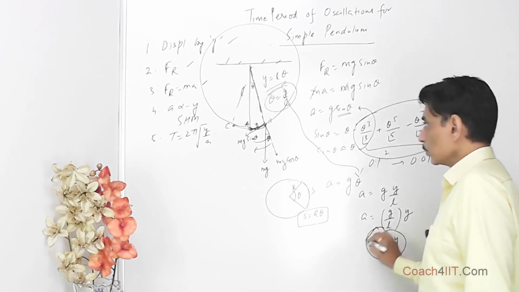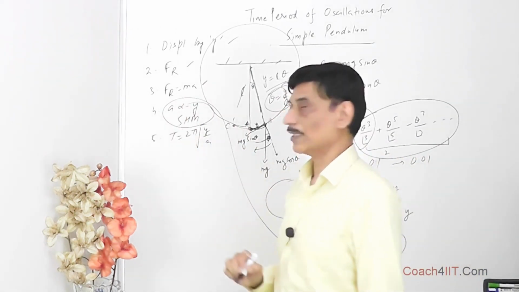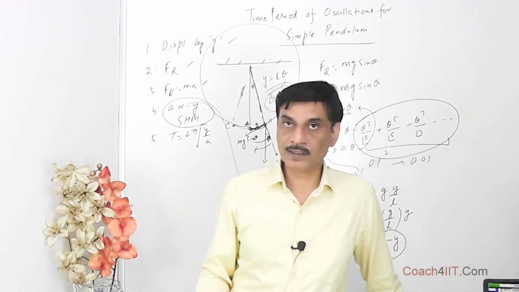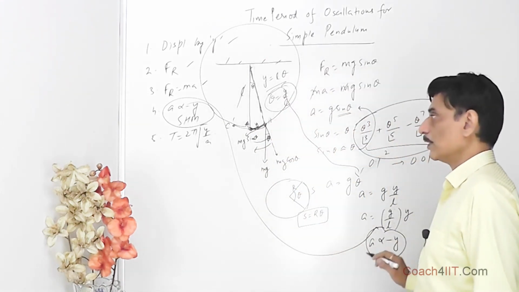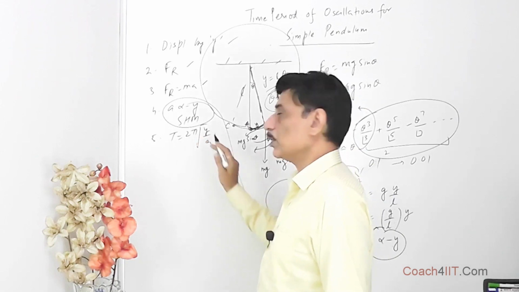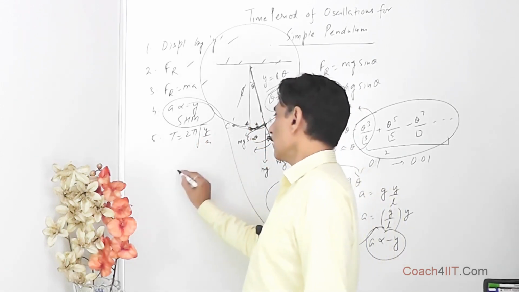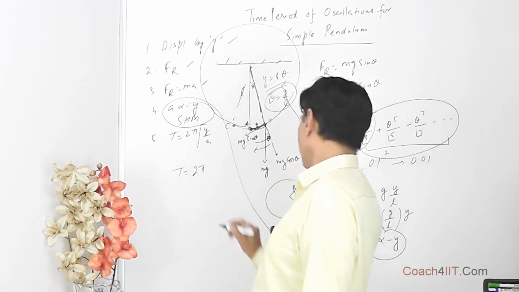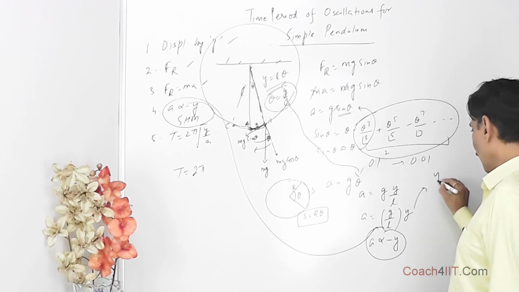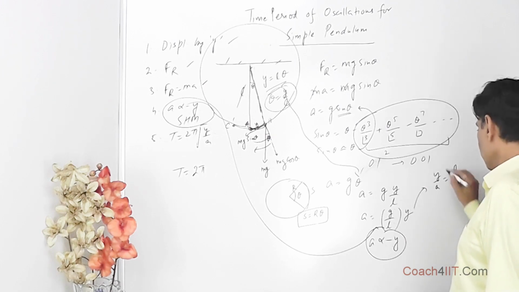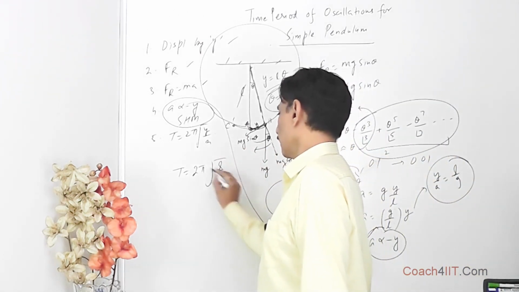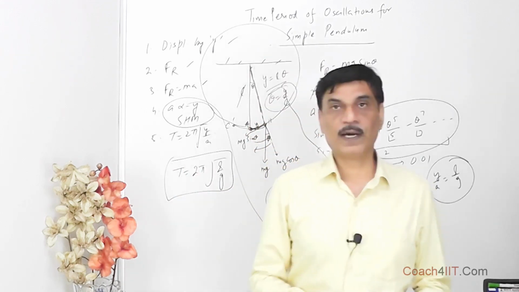If this is done, we can safely say that this is SHM, because the necessary and sufficient condition for SHM is being met when we say A is proportional to minus y. So then we can use the expression T is equal to 2 pi under root y by A, which is valid for SHMs. So T, time period, comes out to be 2 pi. Over here A is equal to g by L into y, so this implies y by A is equal to L by g. We put it over here, so time period comes out to be 2 pi under root L by g.